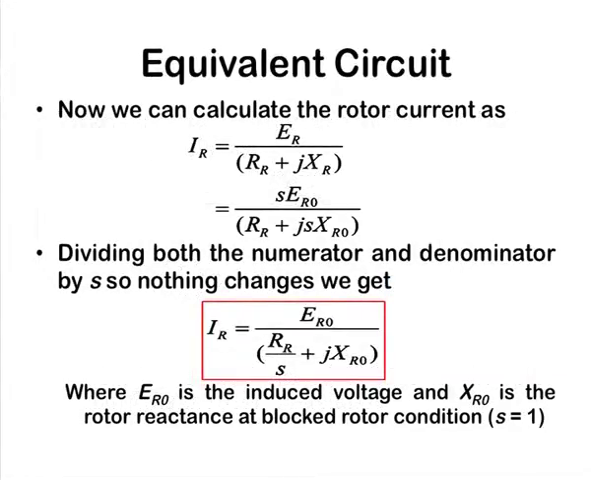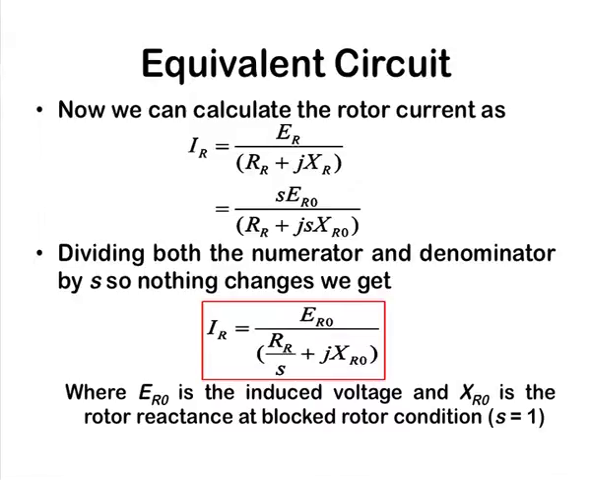So, we can now calculate the rotor current. The rotor current will be given by the simple circuit theory principle: rotor current IR is equal to ER upon the rotor impedance, which is nothing but the phasor sum of rotor resistance and rotor reactance. You can see from the screen, this can be further simplified by writing ER as S ER0 and the rotor impedance as RR plus jS XR0.